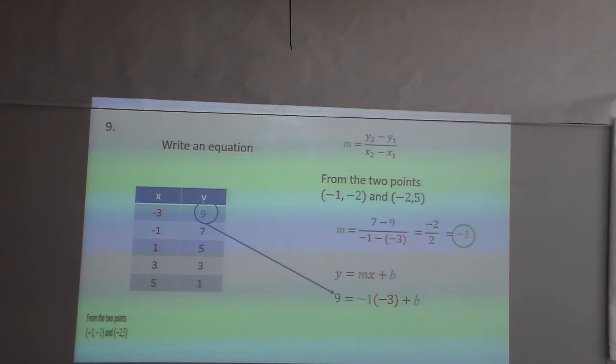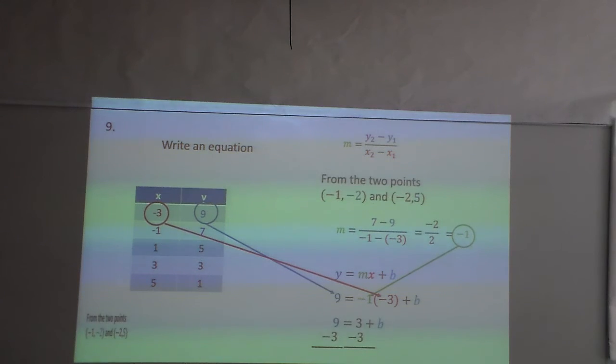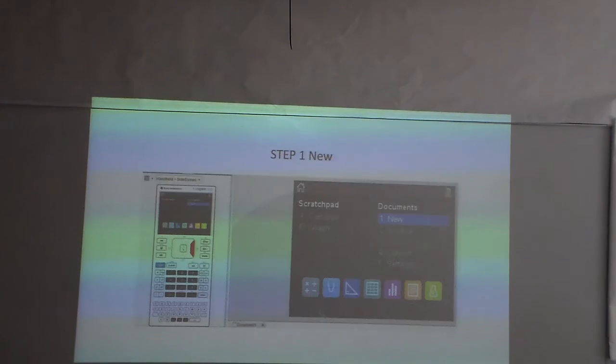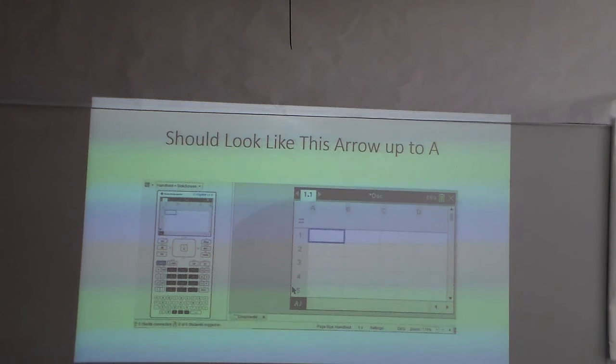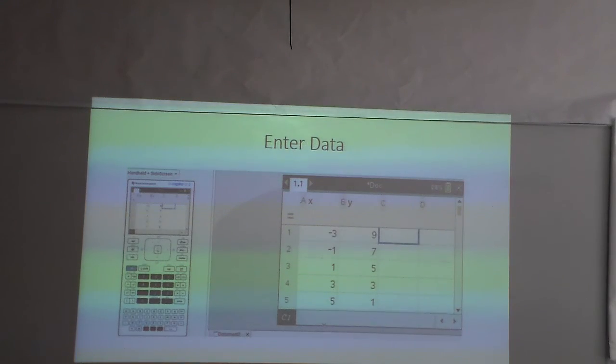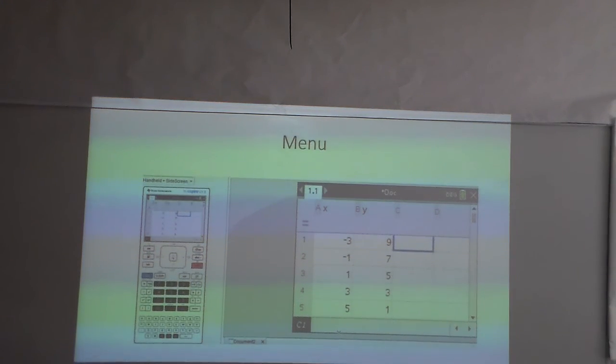Okay, that 9 goes there. -1 goes there. That -3 goes there. My slope. Negative 1 times 3 is 3, minus 3 from each side, and I get 6. Or, once again, you can use that calculator. New, add list and spreadsheets, change the A to an X, B to a Y, plug in the numbers. I entered the numbers. You can take the time to do that and pause the video if you need to. And then I have to arrow out of that.